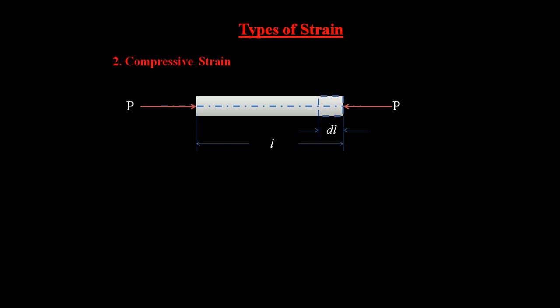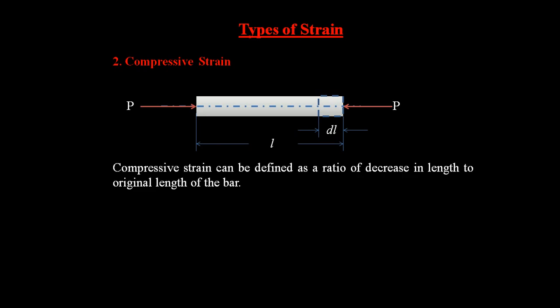And now we try to give the definition, which is the same definition: compressive strain can be defined as the ratio of decrease in length to original length of the bar. Okay, it is the ratio between change in length to original length, in the same way, decrease in length to original length. So the formula we can write, EC, the compressive strain symbol, is equal to change in length, that is decrease in length DL, divided by original length L. So this is the compressive strain formula, which is the decrease in the length divided by original length.